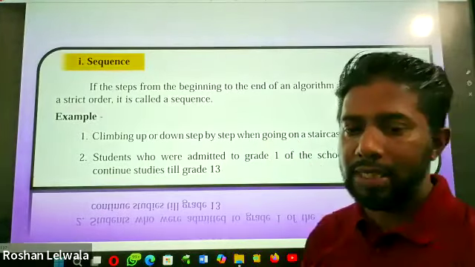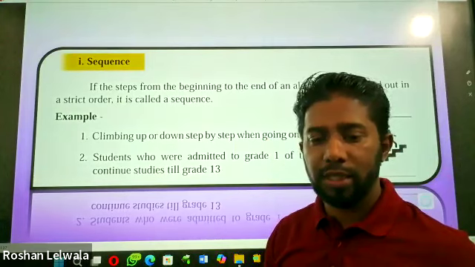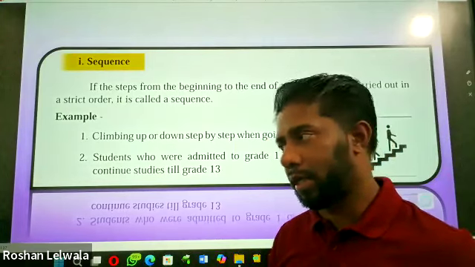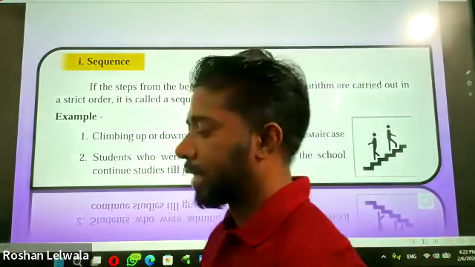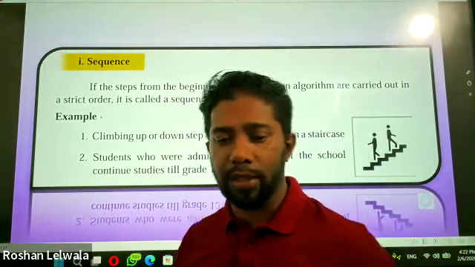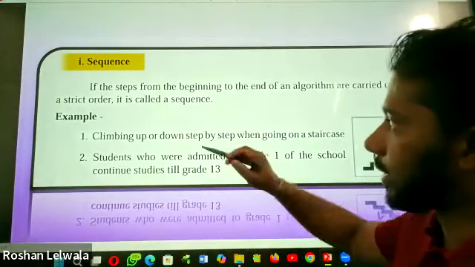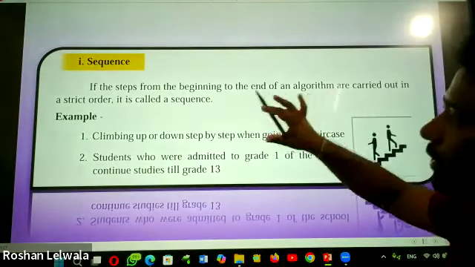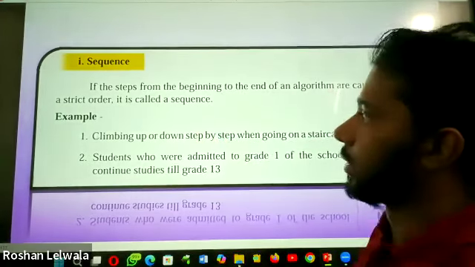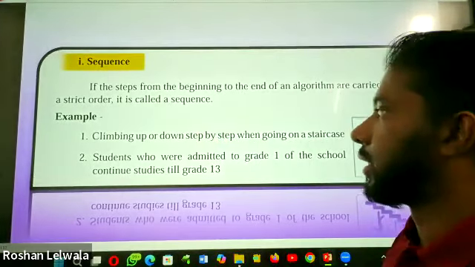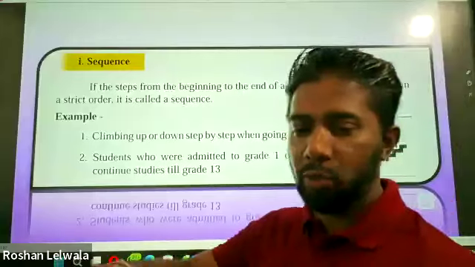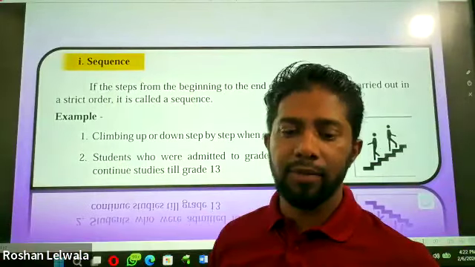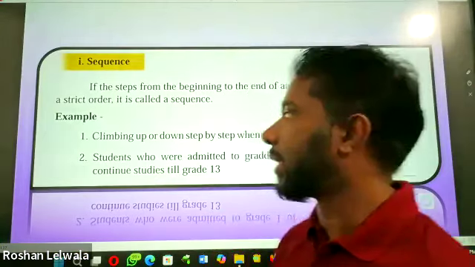What is a sequence? Some kind of flow, that means an order. When we sort, sorting is done according to a sequence. The steps from the beginning to the end in an algorithm are carried out in strict order. That is called a sequence. We arrange in some order, we set things in some arrangement. That is what we call a sequence.